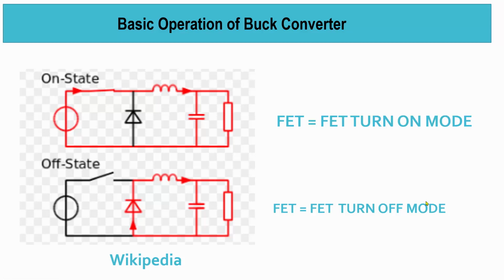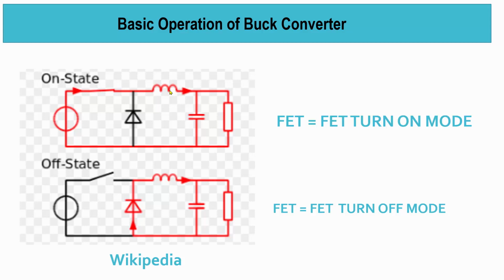Here is the basic operation of the buck converter. There are two different modes. We have FET turn on mode and we have FET turn off mode. In the turn on mode, the source Vin will supply current to the output through the inductor, and some ripple current will go through the capacitor to filter it out. The inductor will control the rate of change, slowing down the rate of change of the current.